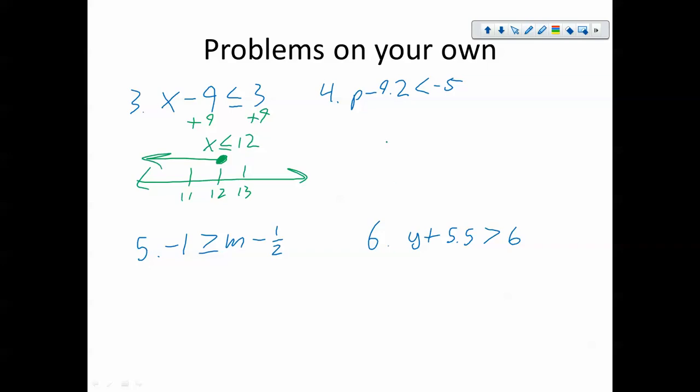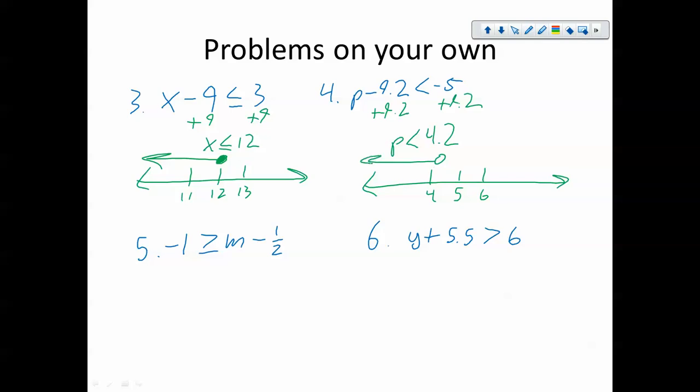Number 4, this is minus 9.2, so I'm going to add 9.2 to both sides. Not 92. So that becomes 0, so this is p is less than, what's that going to be? 9.2 minus 5 looks like 4.2 to me. And then we're going to graph that. 4.2 is about there, open circle. And we're showing p as everything smaller. So it looks something like that.